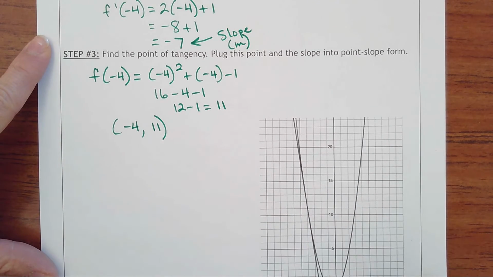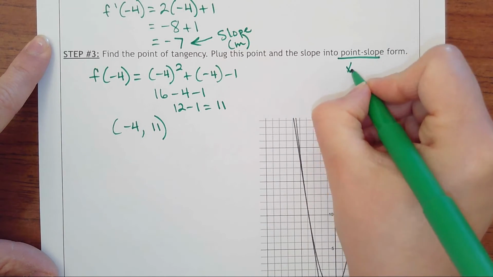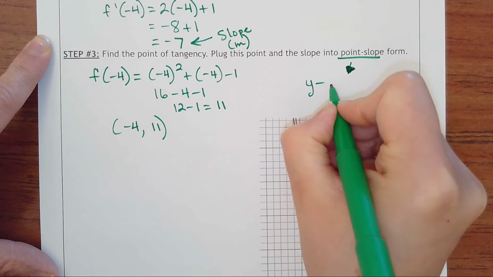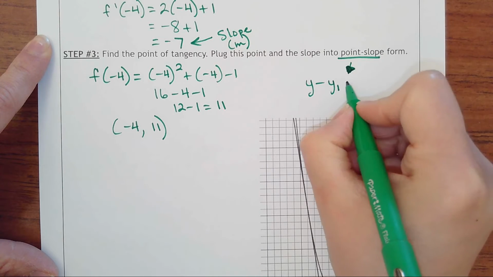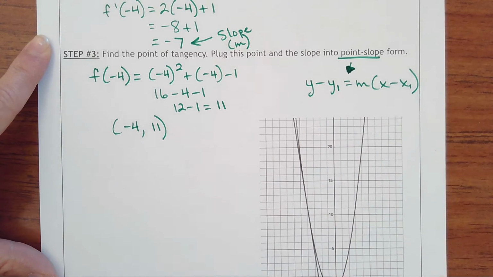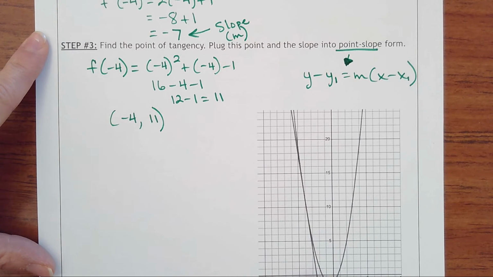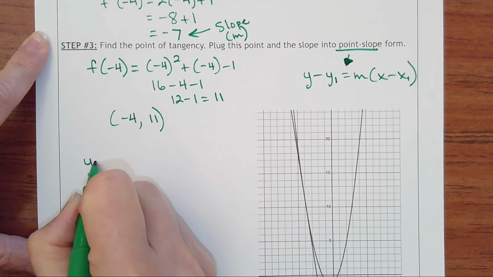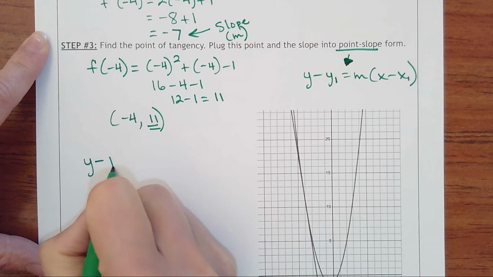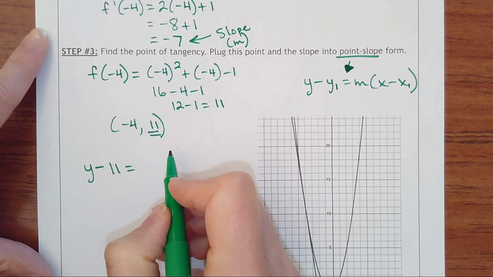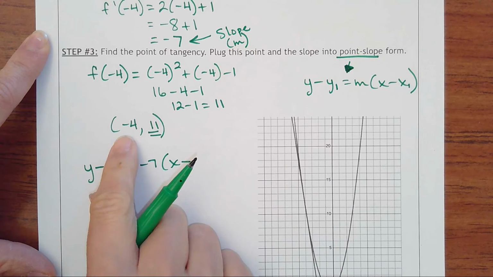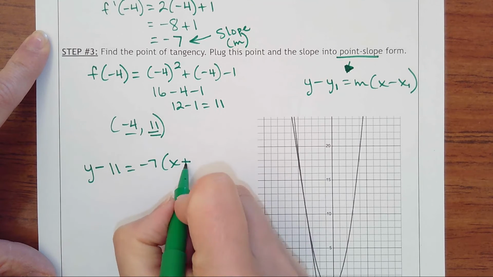Now I'm wondering if you remember what point slope form is. Point slope form goes y minus your y1 equals m times x minus x1. So we're simply plugging into this formula. We'll go y minus my y value of the point of tangency, which is 11, equals my slope that I found, negative 7, times x minus negative 4, which will turn into plus 4.